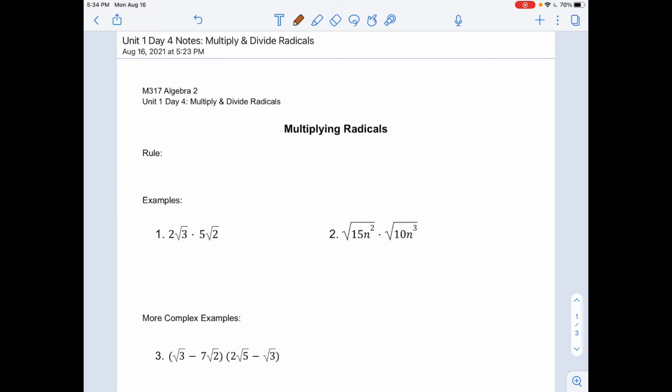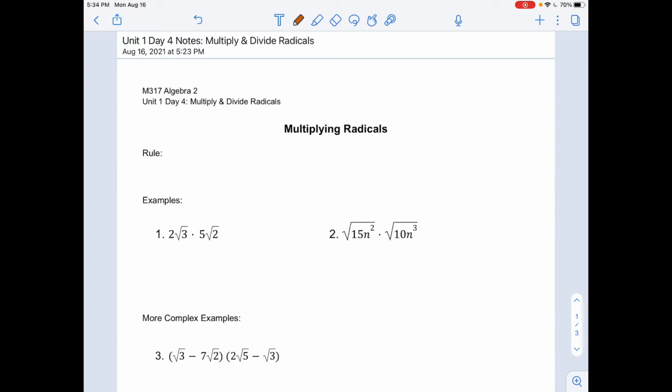We are still going to do some notes, so you should have a paper copy if you'd like one, or upload these notes from today's date on the calendar or Schoology into Notability. So this is Unit 1, Day 4, Multiplying and Dividing Radicals. Today we're just doing multiplication. Okay, so no division today. That's going to happen tomorrow when we're all together.